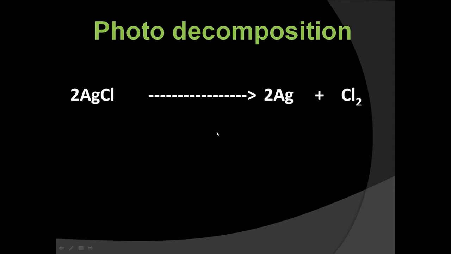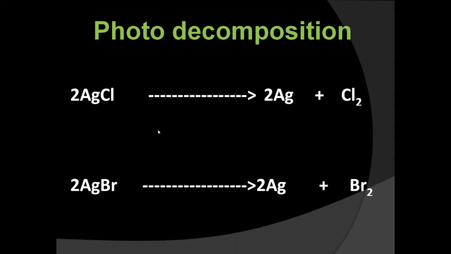Here are a few simple examples for photo decomposition. You can see here one reactant. What is the reactant here? Silver chloride. When silver chloride is subjected to light, it undergoes decomposition and gives rise to silver and chlorine gas. Here a single reactant is decomposing and giving rise to two products. So here photo decomposition is taking place.